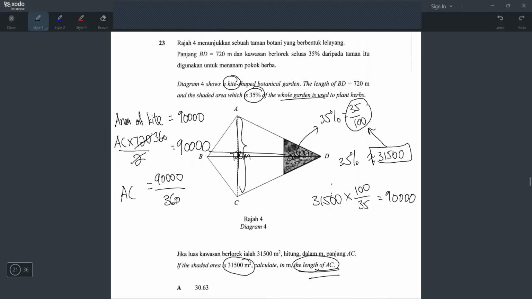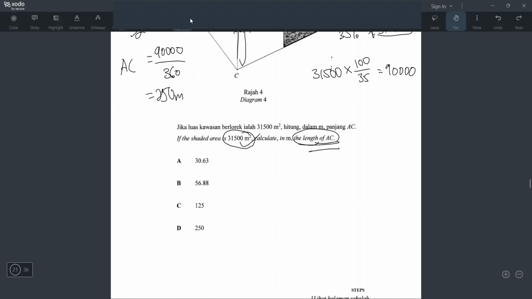So time to press the calculator. I don't know if you get the same, my calculator gives me 250. So AC is 250. And the unit, I think, is meters, because everything is in meters, and they want to find it in meters also. So there should be an answer here: A, B, C, D. Yep, I saw it already. It's D. Hope you understand. Let's go.